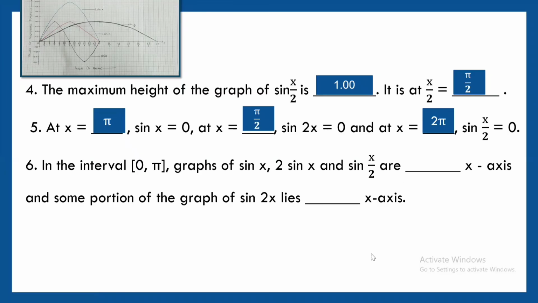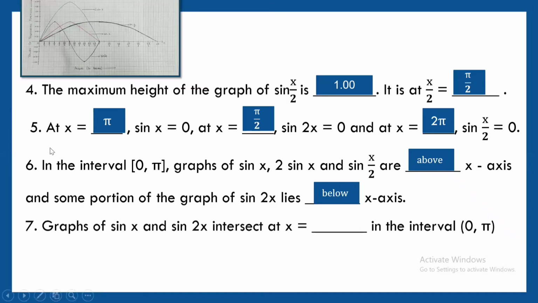In the interval 0 to pi, 0 to pi means this interval, the graphs of sin x, 2 sin x, and sin x by 2 are dash the x-axis. So let us see between the interval 0 to pi, the graph of sin x, this pink graph, the graph of 2 sin x, this graph, and the graph of sin x by 2, this graph. They are all above the x-axis, isn't it? And some portion of the graph of sin 2x, sin 2x was this one, lies below the x-axis, right? So I can say that also. So I'll just write above and below here.